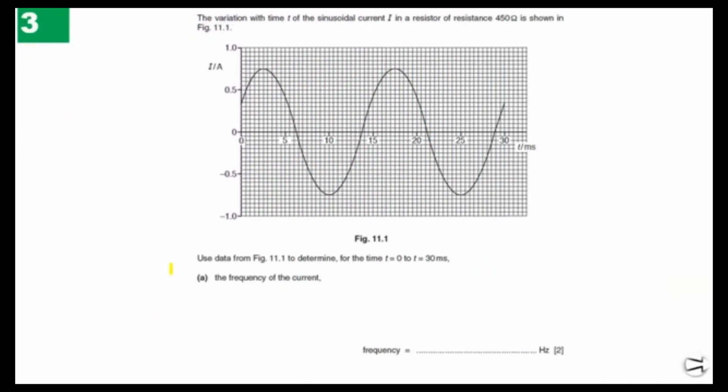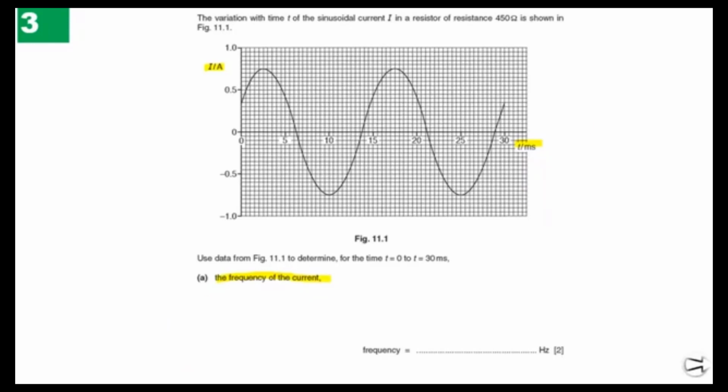Here is our first question, and for this question, current against time is given to us. We need to be just a little careful because the time is on x-axis and time is in milliseconds. It is not in seconds. What we need to find, simply we need to find the frequency of the current. So this is quite straightforward one. Simply we need to find time period, and 1 over time period is equal to frequency.